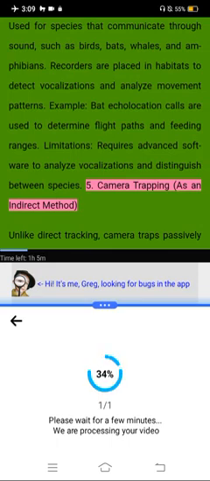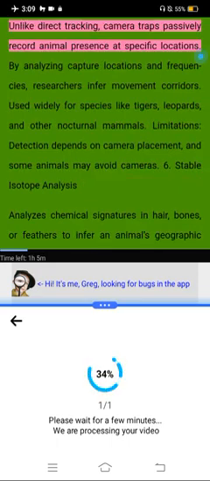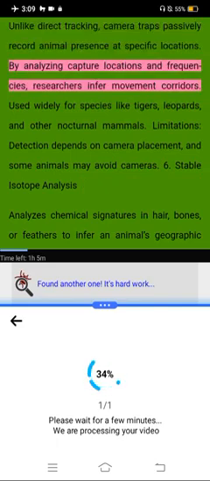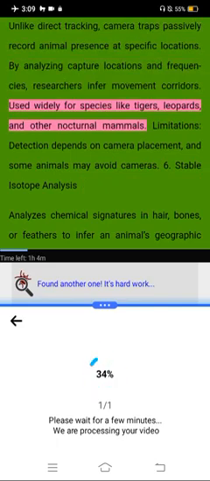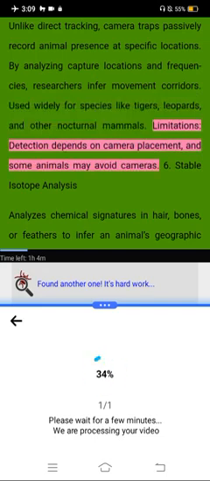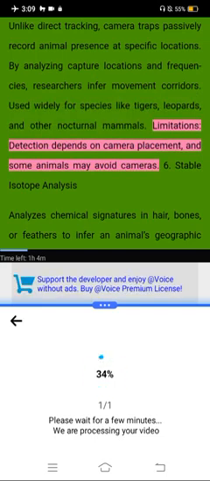5. Camera trapping is an indirect method. Unlike direct tracking, camera traps passively record animal presence at specific locations. By analyzing capture locations and frequencies, researchers infer movement corridors. Used widely for species like tigers, leopards, and other nocturnal mammals. Limitations: detection depends on camera placement, and some animals may avoid cameras.